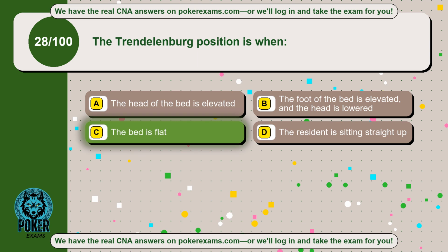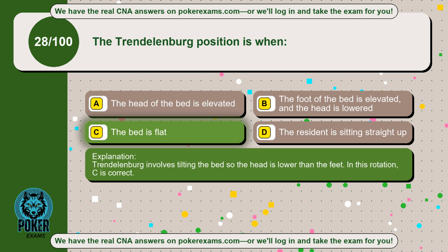The correct answer is option C, the bed is flat. Trendelenburg involves tilting the bed so the head is lower than the feet. In this rotation, C is correct.